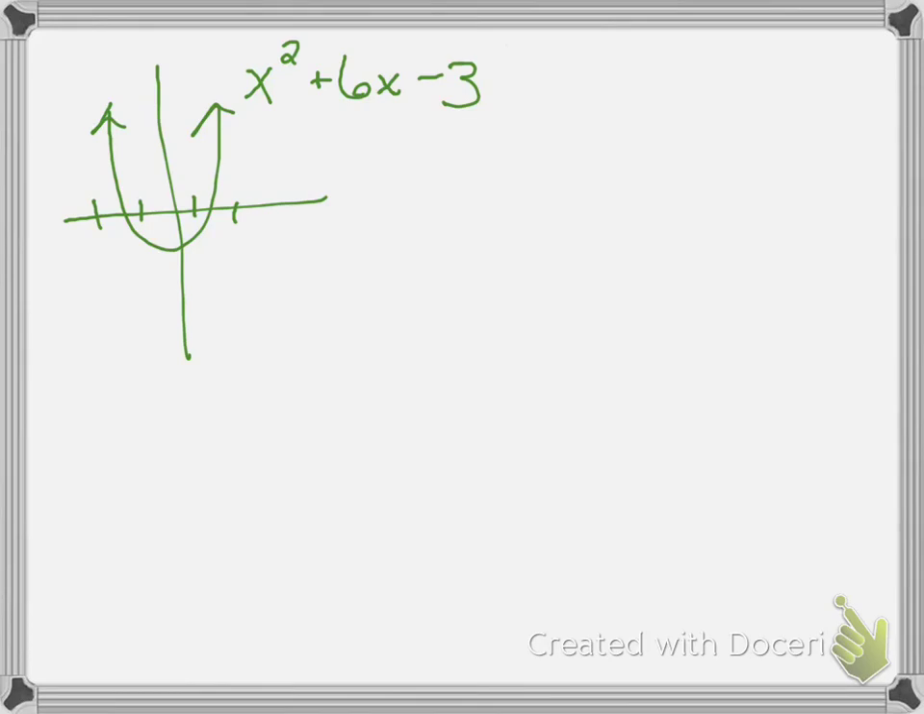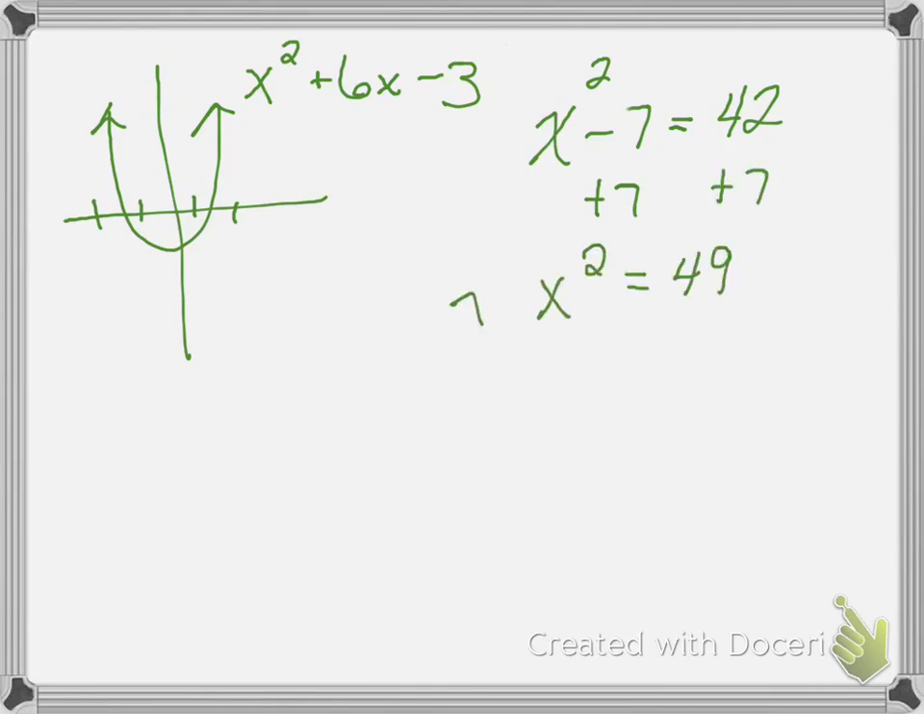Another example could be, if I have x squared minus 7 is equal to 42. Now in this case, the square rooting method works really well. I'd add 7 to both sides, and I'd get x squared is equal to 49, and then I would square root both sides, and I would get my two answers, which would be positive or negative 7.